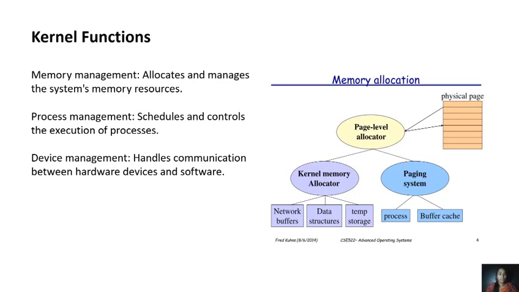Kernel functions. Memory management allocates and manages the system memory resources. Process management schedules and controls the execution of processes. Device management handles communication between hardware device and software.